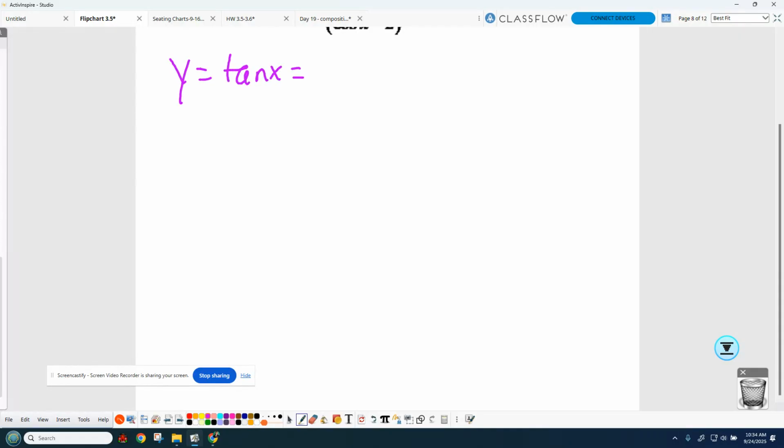I want to find all of the derivatives though. Tangent is what two trig functions? Sine over cosine. Okay. So figure it out. Do quotient rule. What is the derivative of that?